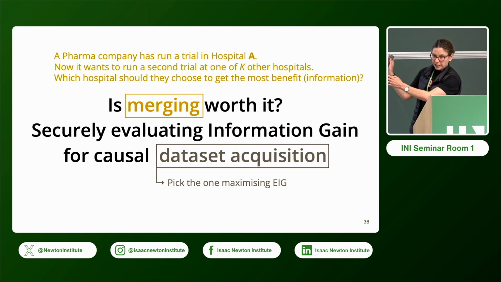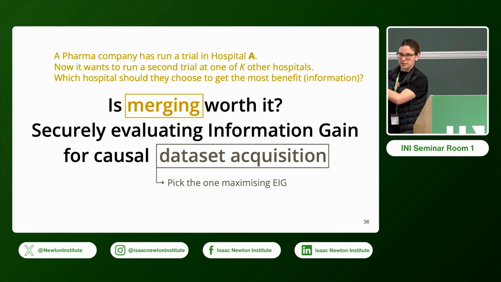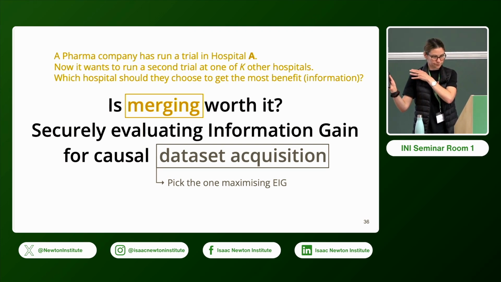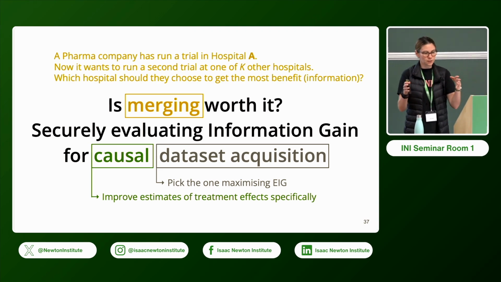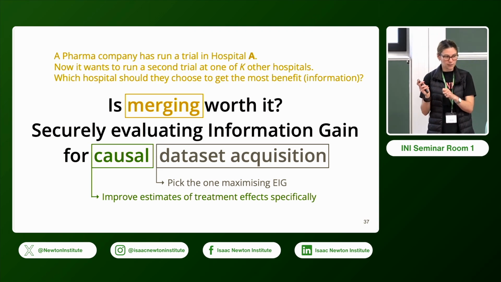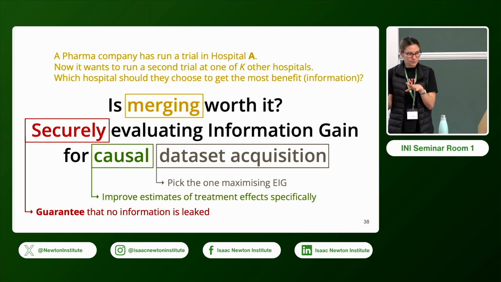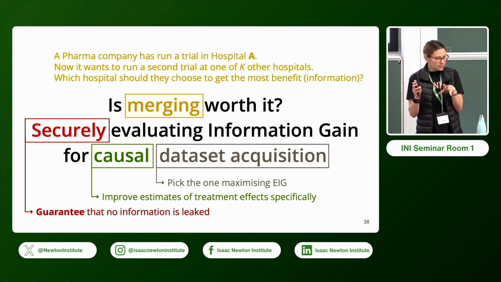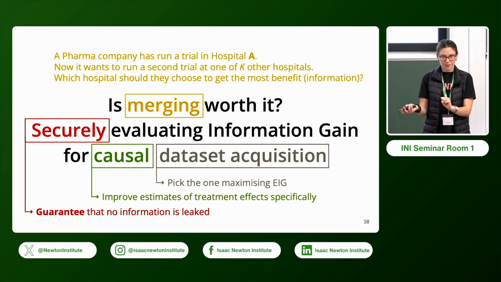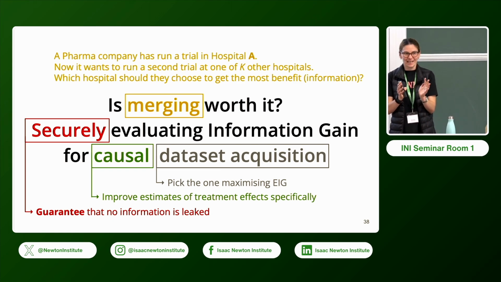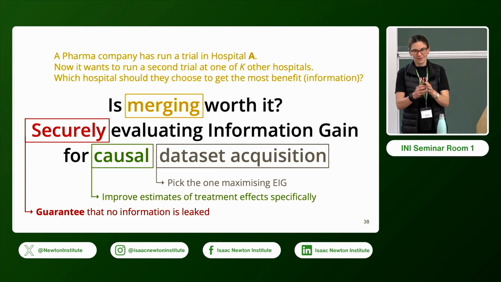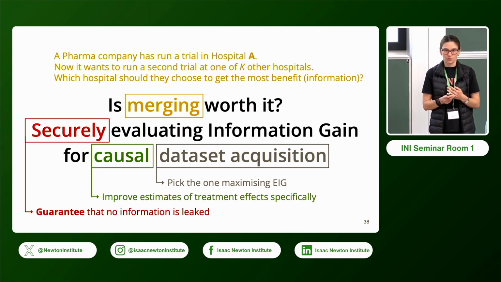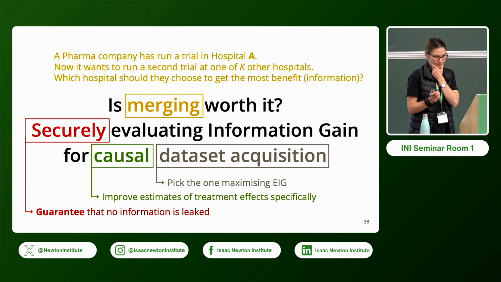So when we're talking about data set acquisition, here we will again be information theoretic. So we'll be picking the one that maximizes the expected information gain. Causal, well, I guess I just said that. So we will be improving estimates of treatment effects specifically. And securely, we actually want to guarantee that no information gets leaked. And this is quite important in cases like sharing data between hospitals, because of obviously privacy concerns for patient data.